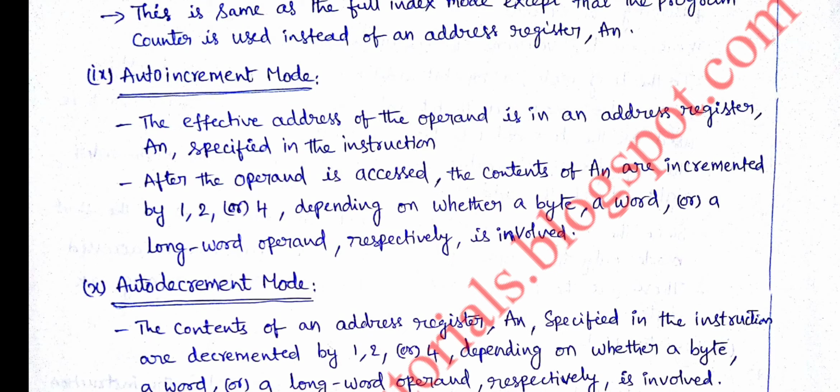The effective address of an operand is an address register An specified in the instruction. After the operand is accessed, the content of An is incremented by 1, 2 or 4 depending on whether a byte, a word or a long word operand is involved, respectively.